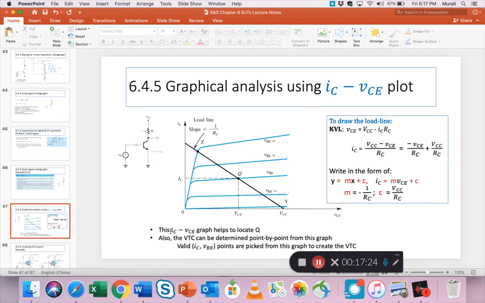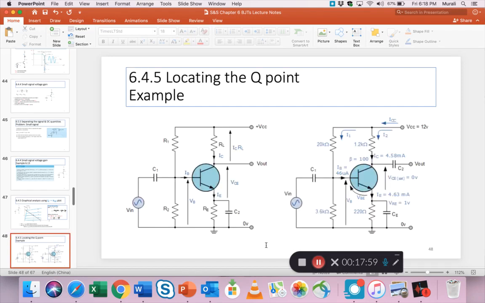So this IC VCE graph helps to locate the Q point, which you want to always locate somewhere in the middle, so you get the benefit there. Also, the VTC can be determined point by point from this graph. So valid IC VBE points are picked from this graph to create the VTC. Okay, so we are not doing this too much manually in this class or in the exams, but you need to know that this is how amplifier design can be done.